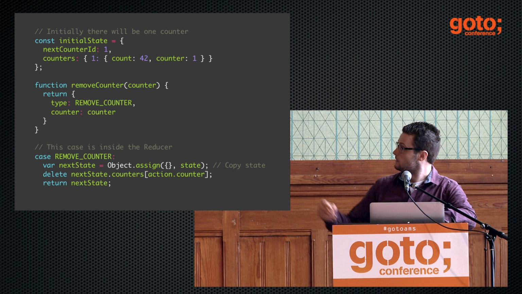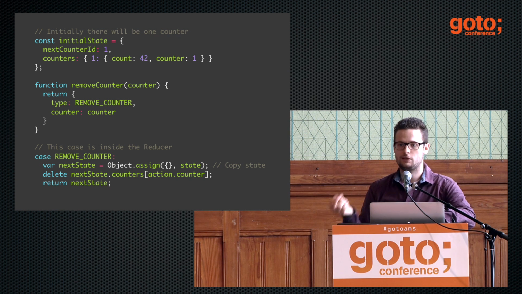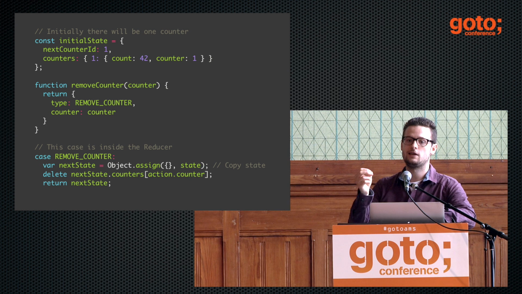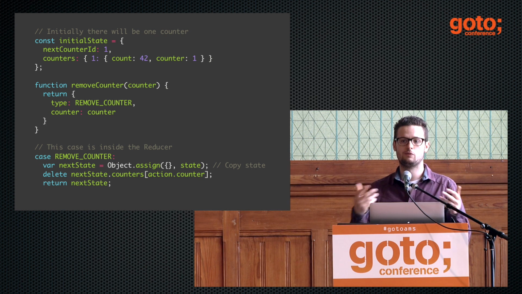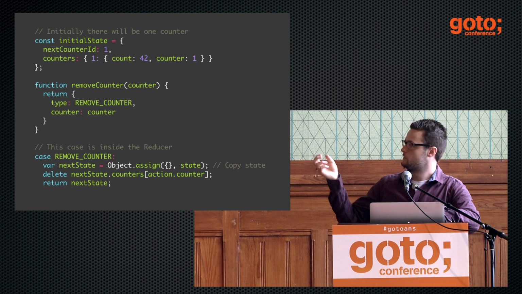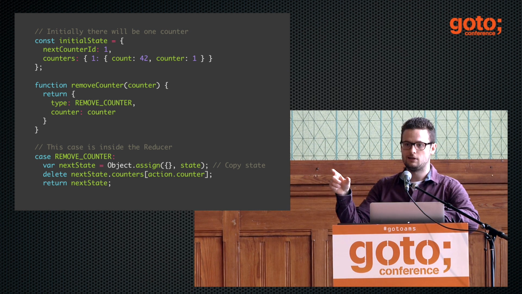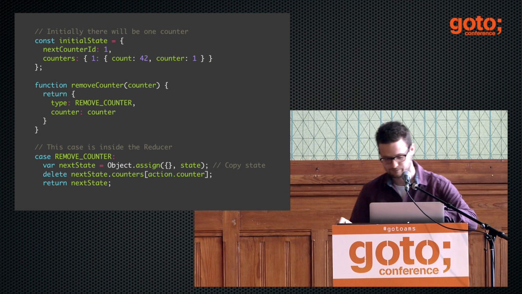So then we see the remove counter action creator, but this one is a little different. This one takes an argument, the counter. And that's the counter that we want to remove. So basically, when you have these actions, you always have a type property, but you can add as many other properties as you need for your action. And in this case, it's just the counter.